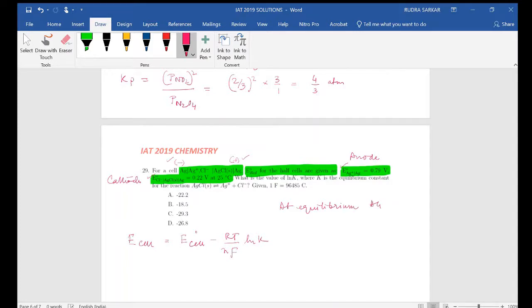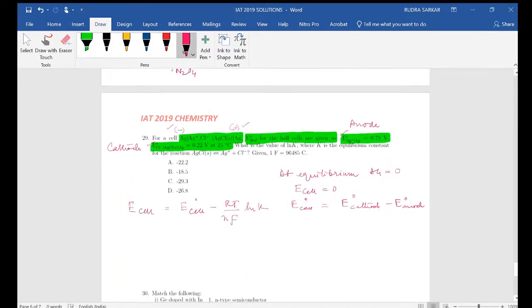We know delta G is equal to 0, so E cell also will be equal to 0. And what is our E naught cell over here? E cathode reduction potential minus E anode reduction potential. So that will come out to be 0.22 minus 0.79, so that is minus 0.57 voltage.